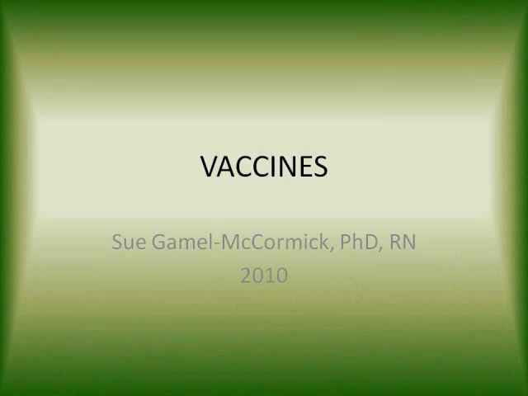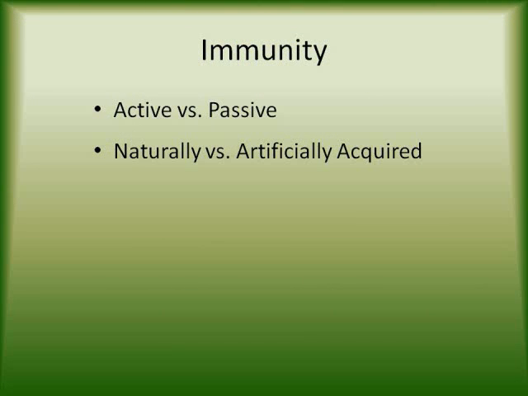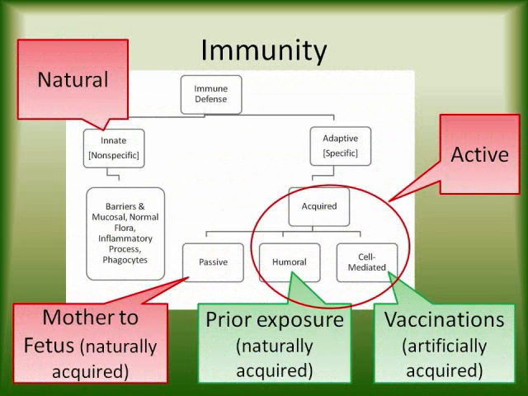Vaccines. Okay, remember immunity. We've got active or passive immunity. We've got naturally acquired, and we've got artificially acquired immunity. The natural immunity is the same thing as innate immunity. That's the rapid response by the body to invaders.